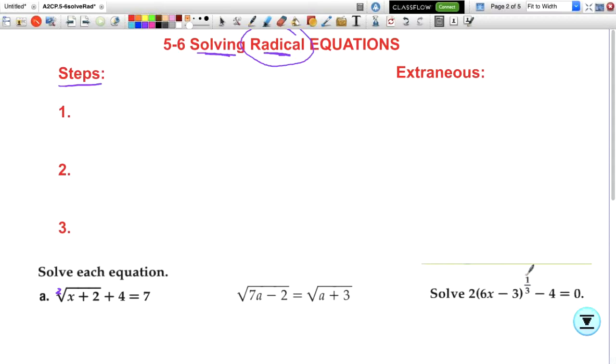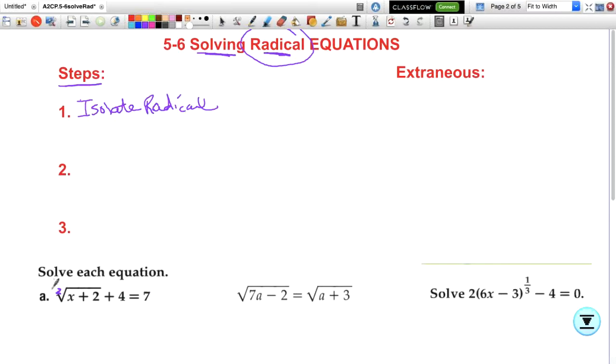So anyways, thinking about solving with general steps, our first step is going to be get your radical sign alone on one half of your equal sign, okay? So you're going to isolate your radical on one side of the equal sign, okay?